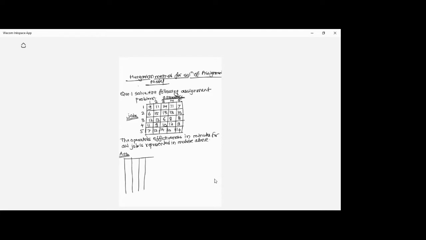Because of a space constraint, I am going to solve it in a parallel way, but you will have to solve it on a page in a proper step-by-step format.